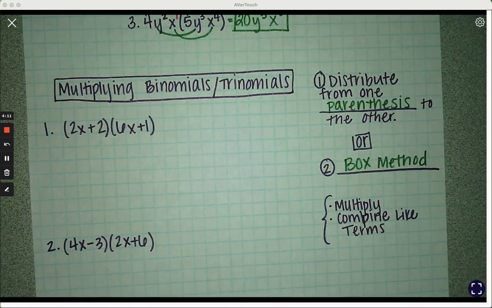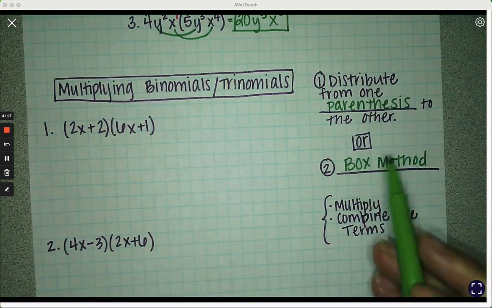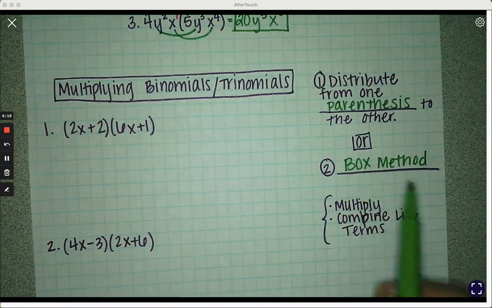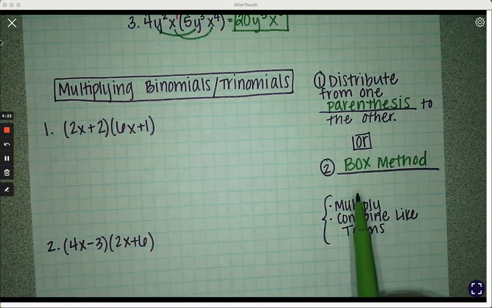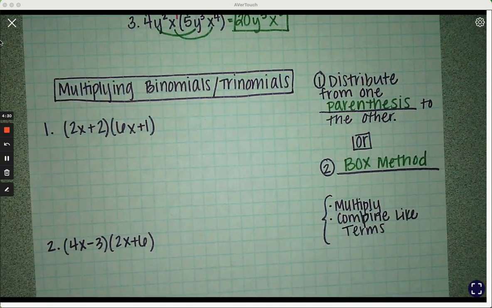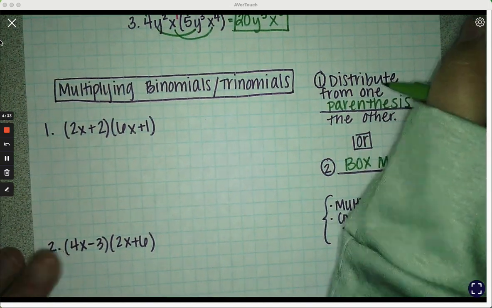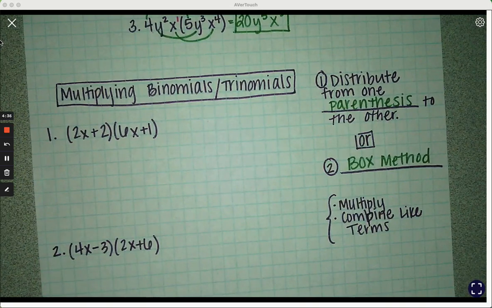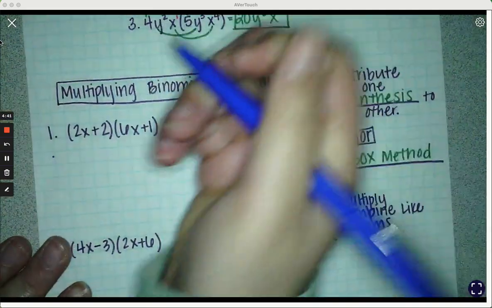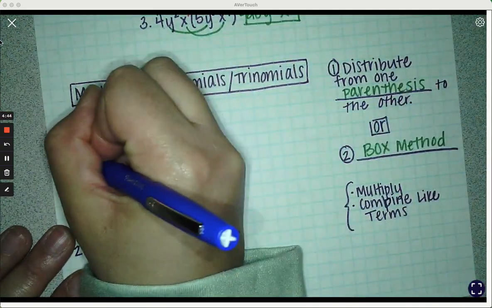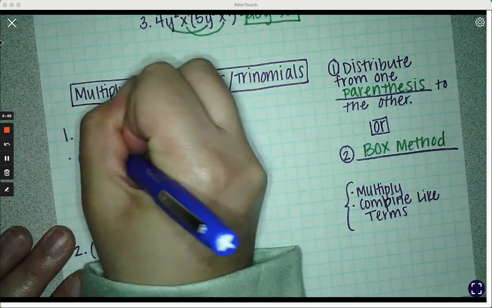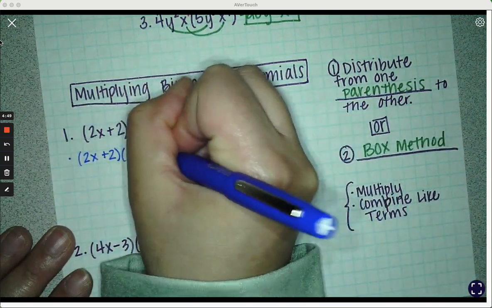So I'm going to switch up my colors, and I'm going to show you what I mean by these two examples. I'm not going to lie to you. The box method is my preference of choice. My choice when I solve these problems. But I'm going to show you both ways because one might be easier for you to understand than the other. So the first one, to distribute from one set of parentheses to the other means I'm going to rewrite this so you can see it. 2x plus 2 and then 6x plus 1.